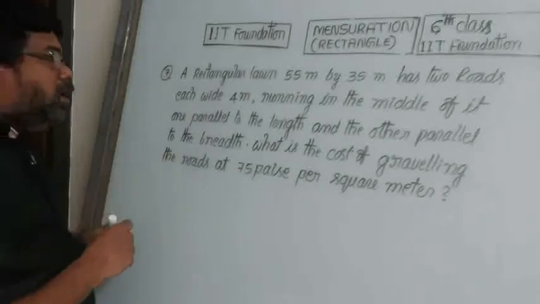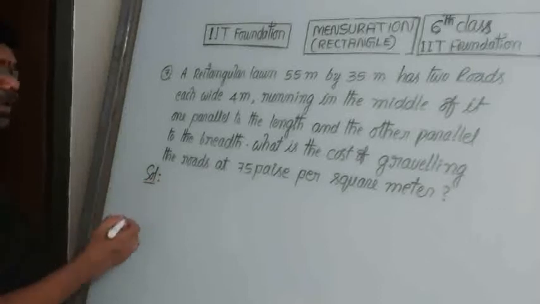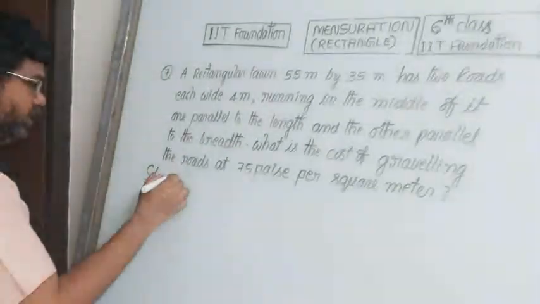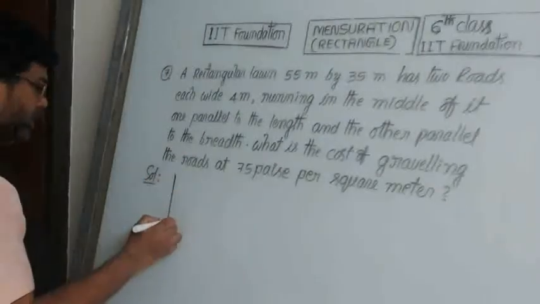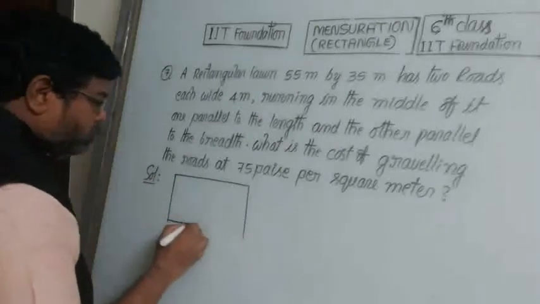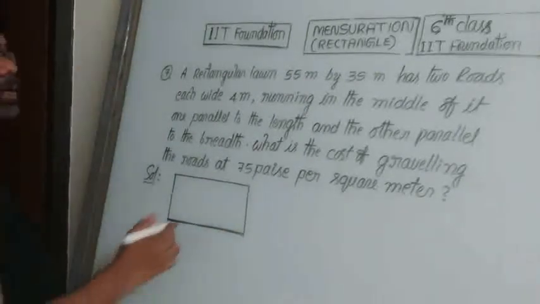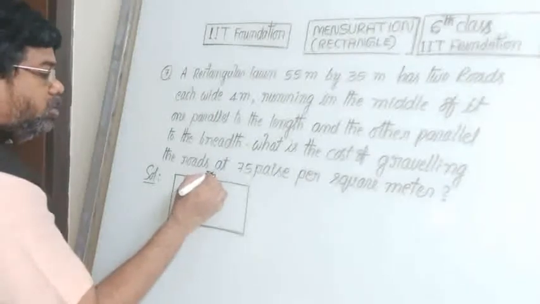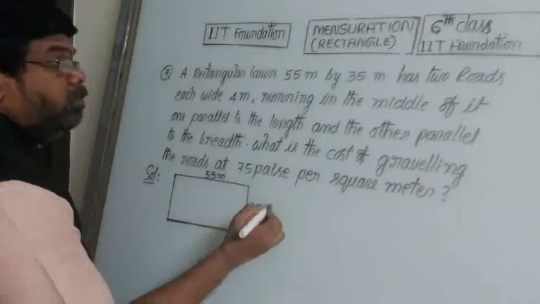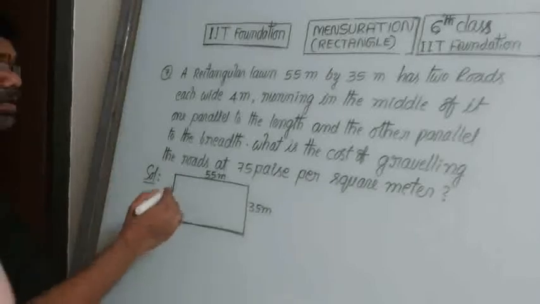A rectangular lawn is there. Lawn means a green field, as we say in Telugu. So a rectangular lawn is there, length is 55 meter, breadth is 35 meter. It has two roads, each 4 meter wide, running in the middle of it, one parallel to the length and the other parallel to the breadth.